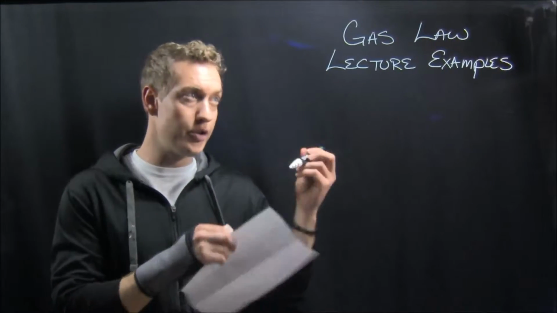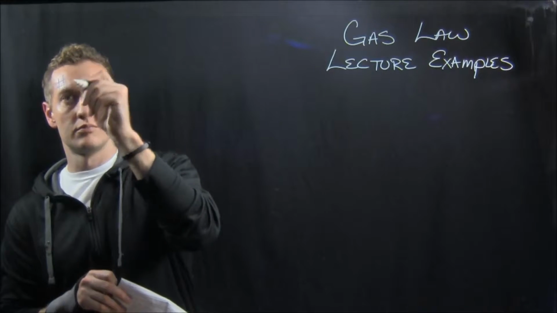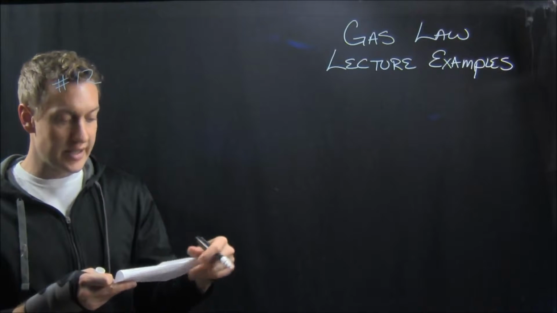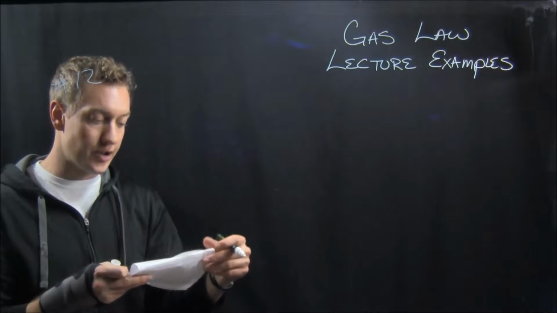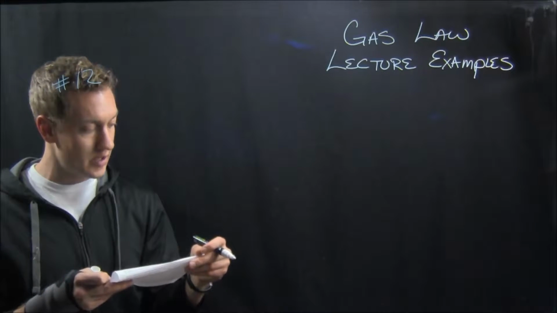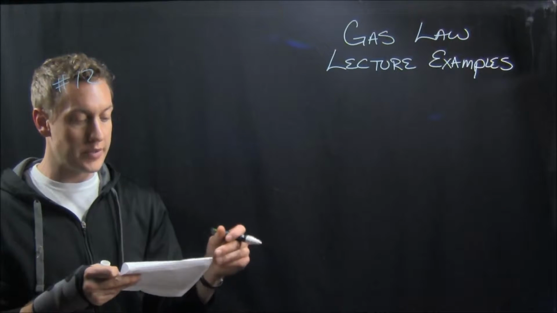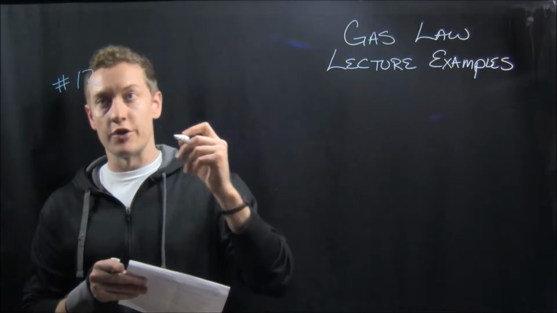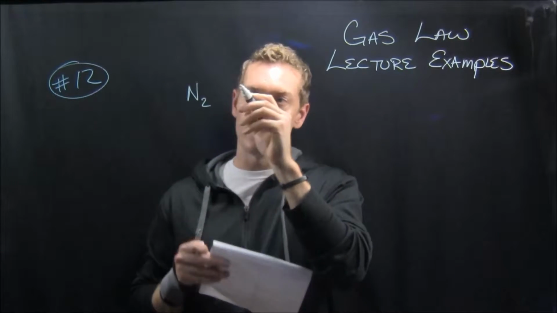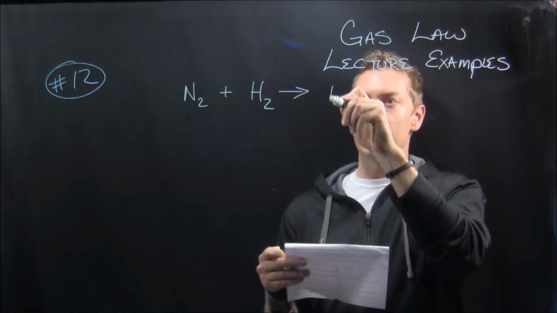All right, we are going to do lecture example number 12. And that one starts by telling us that 5 liters of nitrogen react completely with hydrogen at a pressure of 3 atmospheres and a temperature of 298 Kelvin. How much ammonia in grams is produced? So first, let's make ourselves an equation. So it's going to be nitrogen reacting with hydrogen to form ammonia.